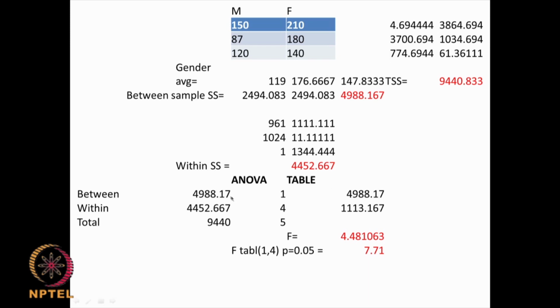Otherwise, you are not able to really quantify the extent of error in this. Once you get the mean sum of squares, you divide the between by error to get the F value, then you compare it with the table F value. So, that is how you do this problem. It is not very difficult.